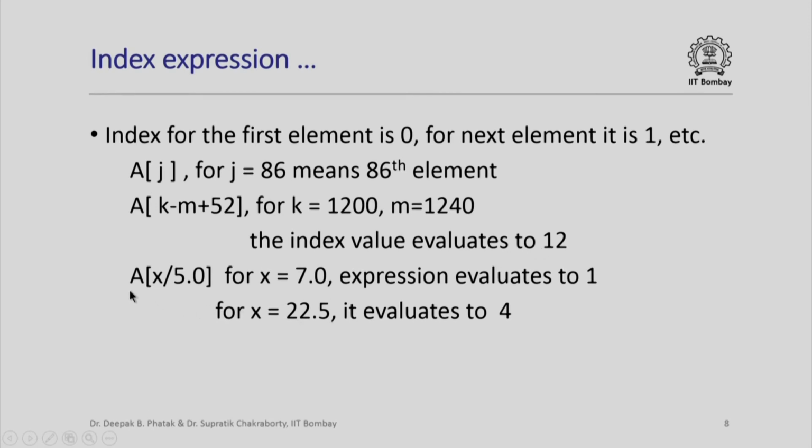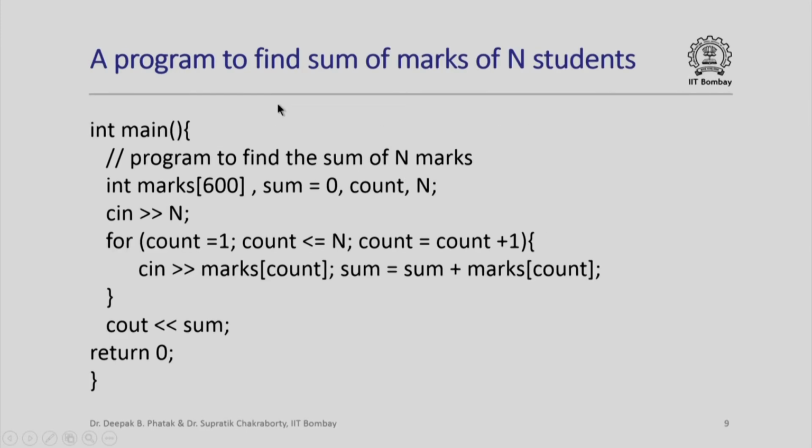I may even say A[x/5.0], which is actually a floating point expression. If x is 7.0, the expression evaluates to 1 because the result is always converted to an integer value. Similarly, for x equal to 22.5, it will evaluate to 4. Of course, it does not make sense to use floating point expressions in an index expression. Let us now look at a program written to find the sum of marks of n students.